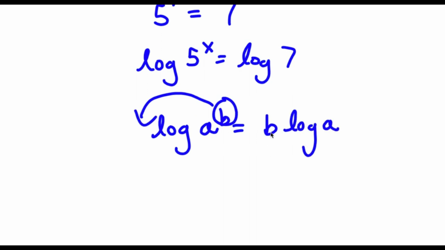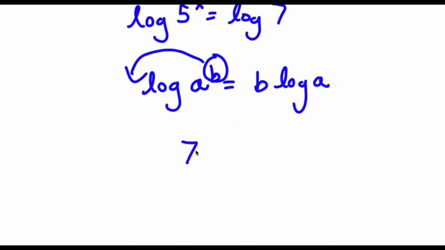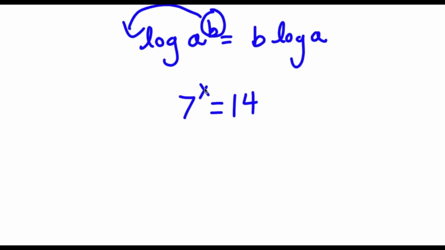And this property is really important because let's say I have 7 to the power of x is equal to 14. So right now, as you can see, x is really hard to solve for because x is an exponent, especially when we know that x is going to be a decimal, because 7 to the power of 1 is equal to 7, and 7 to the power of 2 is equal to 49. And 14 is somewhere in between 7 and 49, meaning x is somewhere in between 1 and 2. And solving for this in the form that it is is really hard.